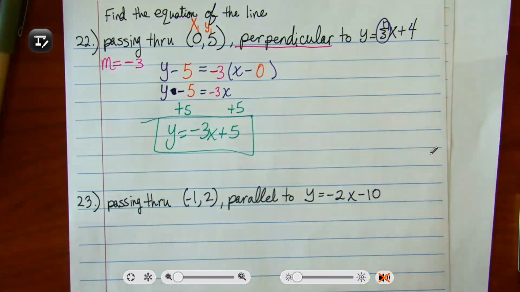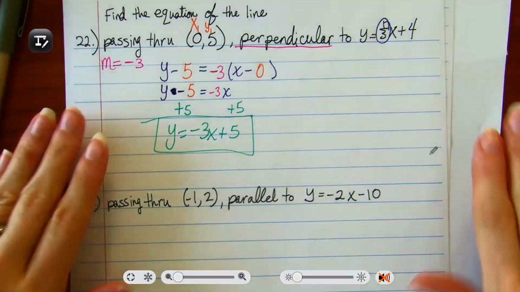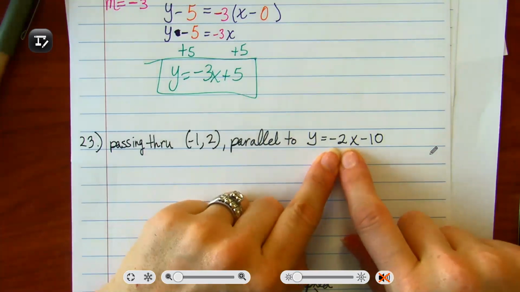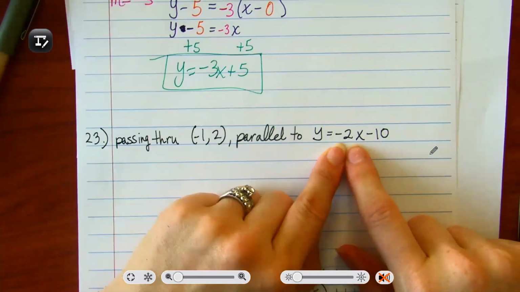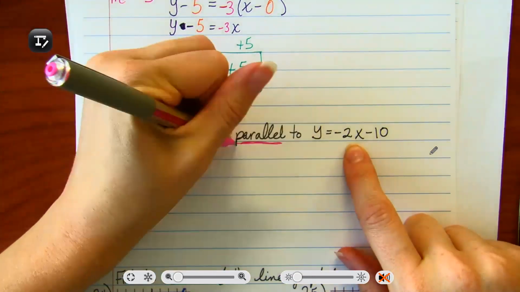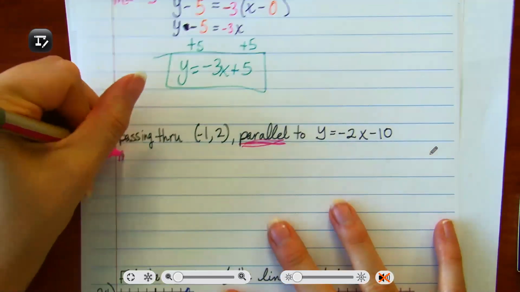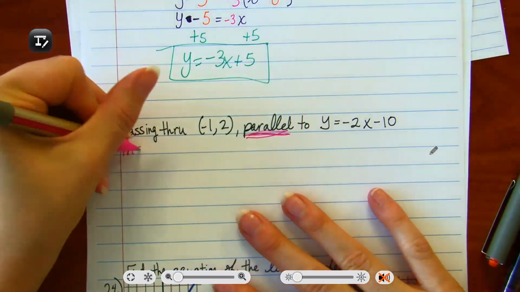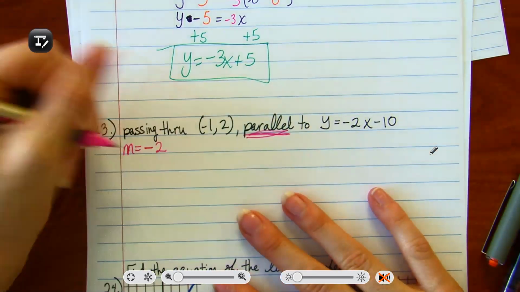Number 23, we want to find the equation of a line that's passing through the point -1, 2, and it's parallel to the line y equals -2x minus 10. So what is the slope of this line right here? -2. So therefore, what is the slope of the line that is parallel to that? -2.